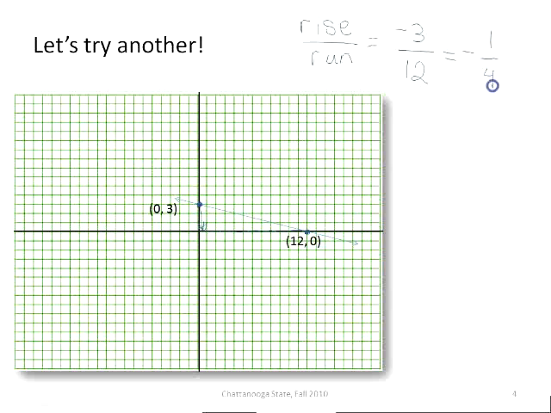Because it's in a fraction form, you want to always be sure to simplify that fraction if it will simplify. So this line has a slope of negative 1/4.